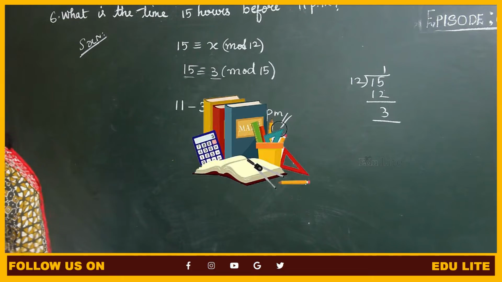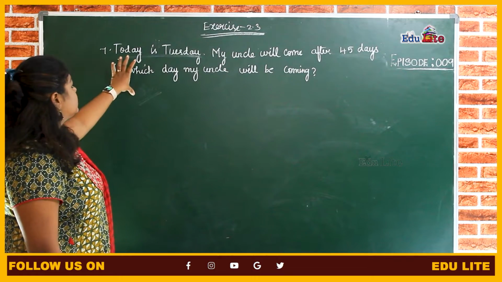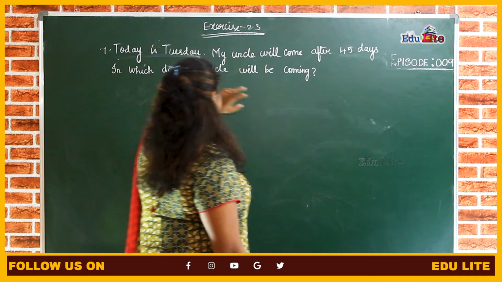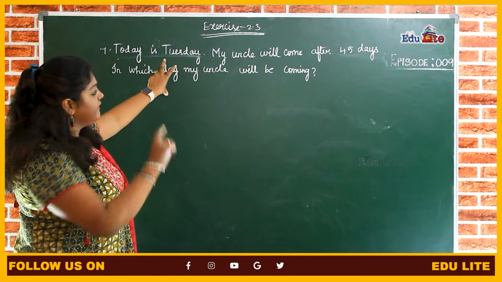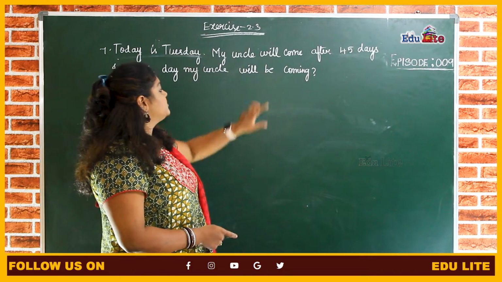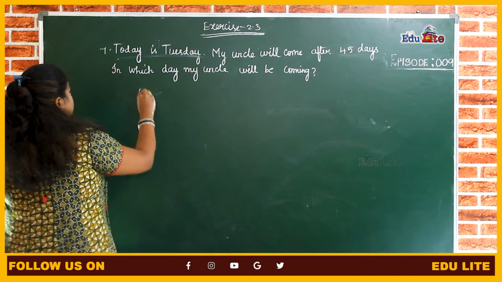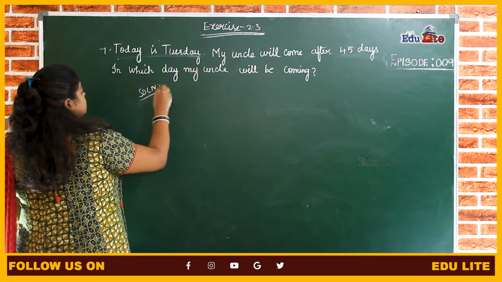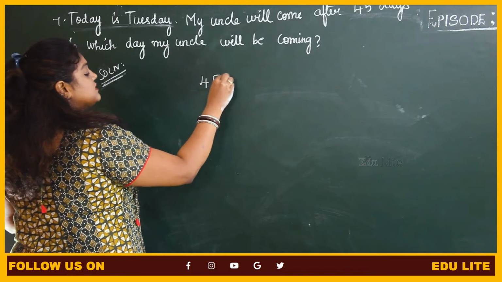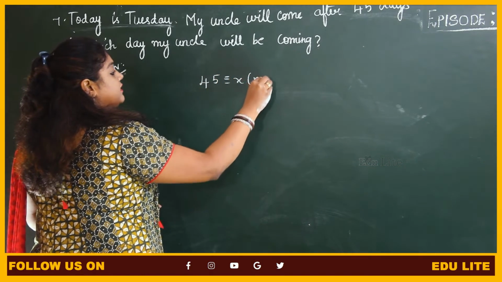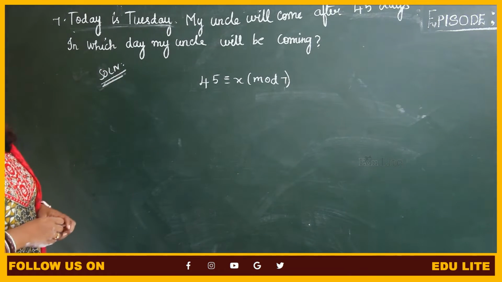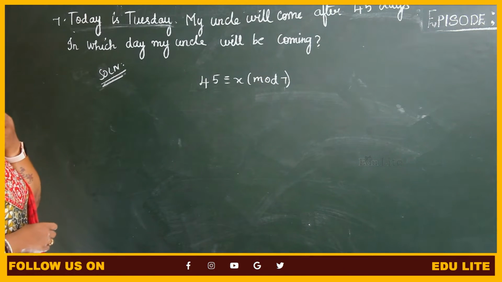The next problem is: today is Tuesday, my uncle will come after 45 days. That is, after 45 days from Tuesday he will be coming. We have to find on which day the uncle will be coming. So first we will solve this 45. 45 is congruent to x mod 7. Why are we choosing 7? It is because there are 7 days in a week, so we are choosing mod 7.